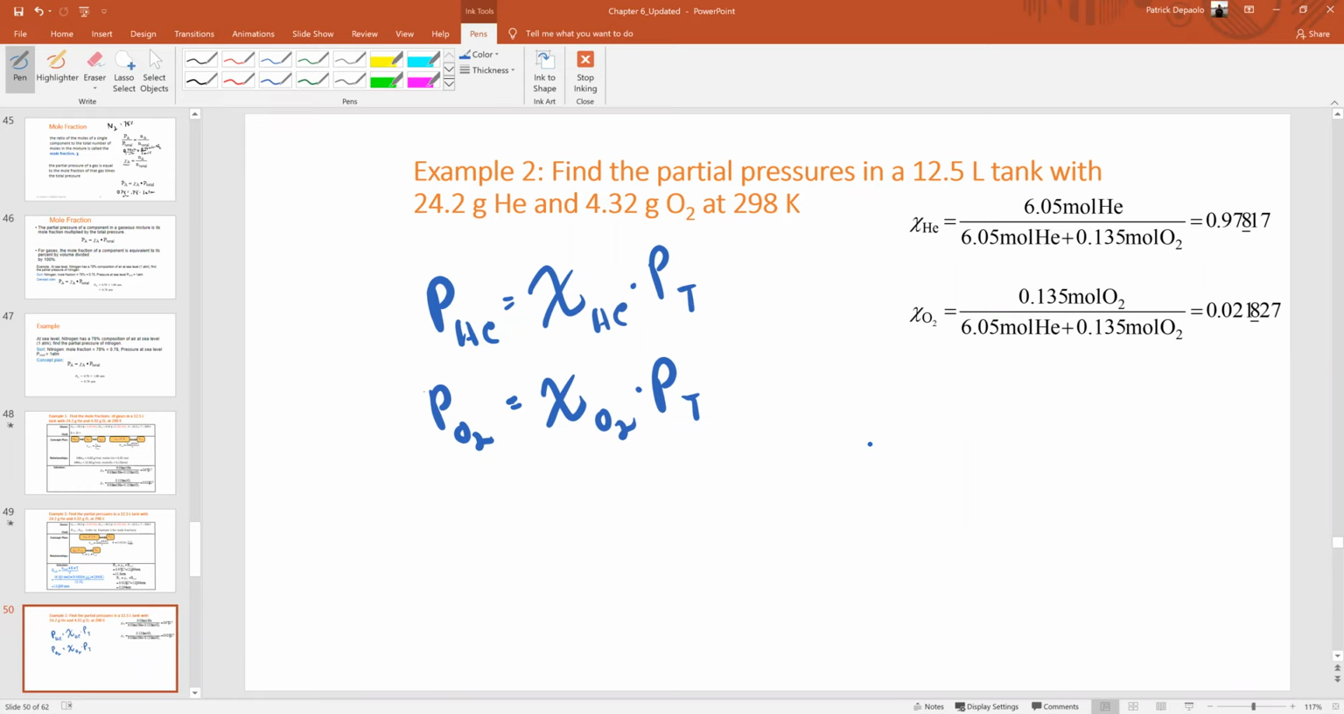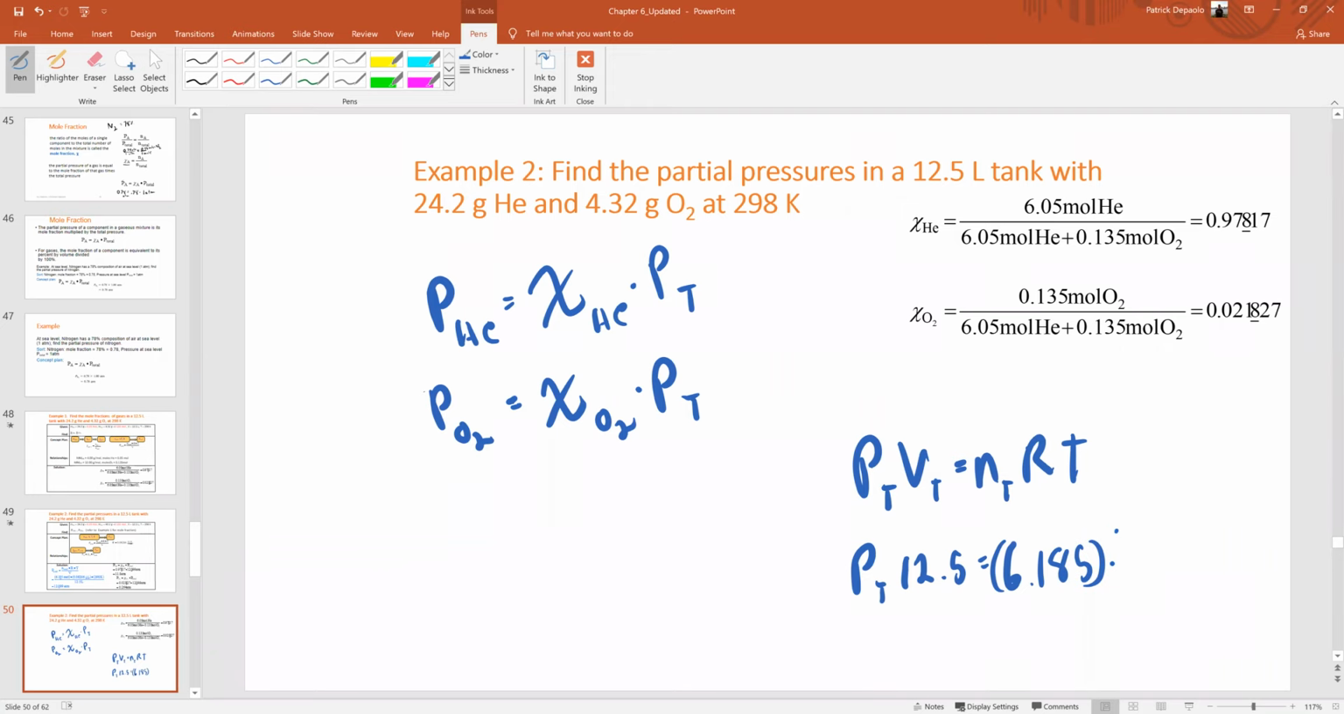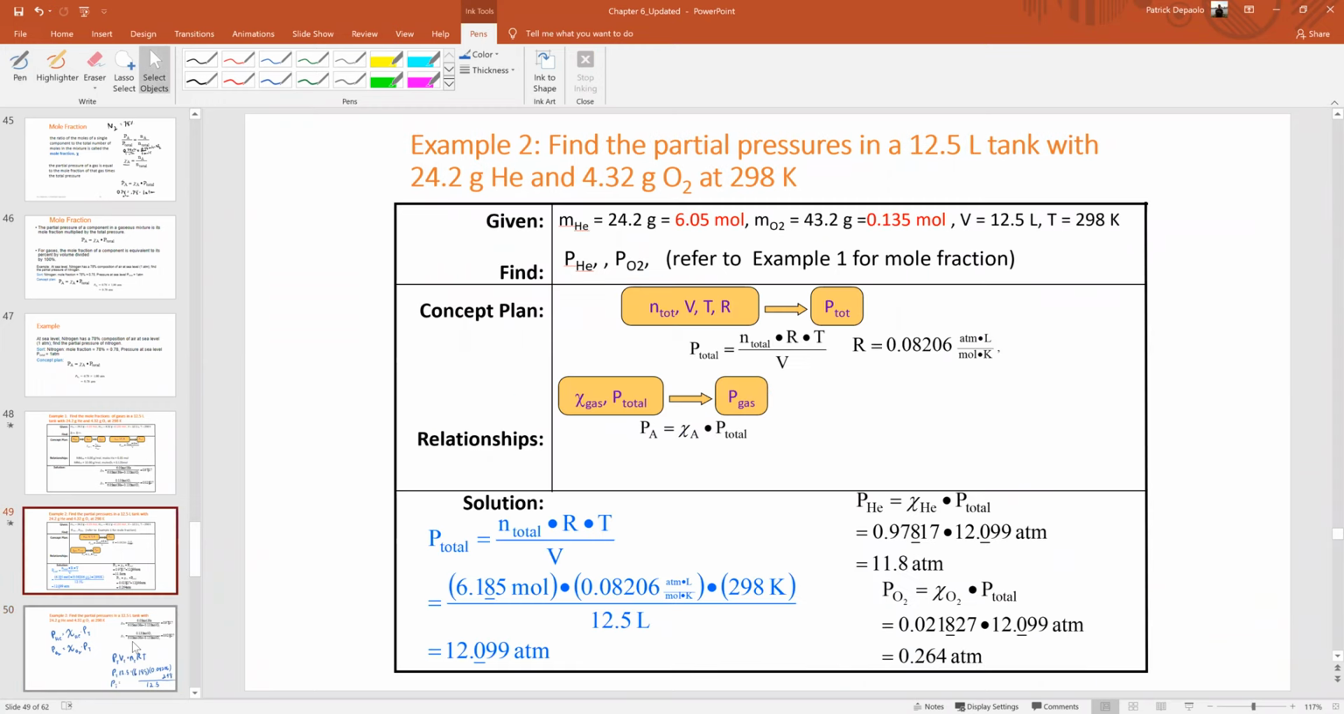So the total pressure: P total times V total equals N total times R times T. So we're doing one PV equals nRT, and we can solve for P. P total we don't know. V total we do know, total volume is 12.5. 12.5 equals N, the total moles, which we also know, 6.185, times our ideal gas constant times our temperature, which is 298. We divide all of this by 12.5, and we get our P total. That's 12.1.